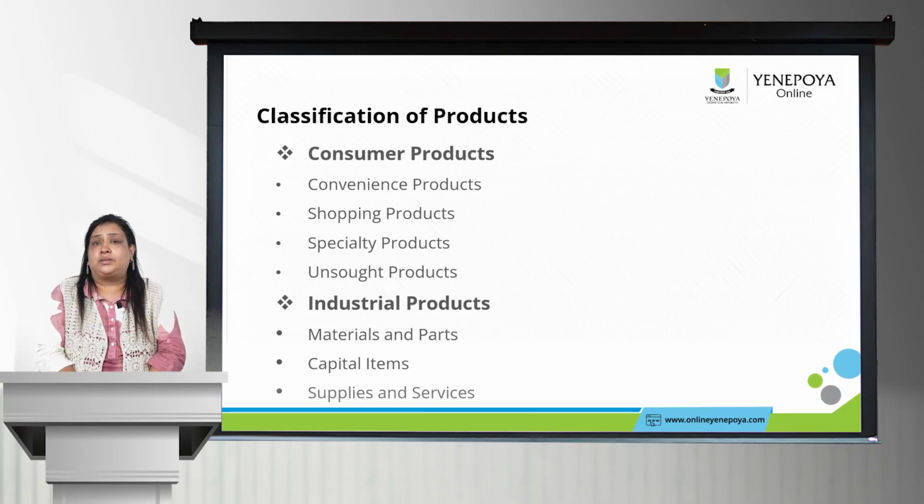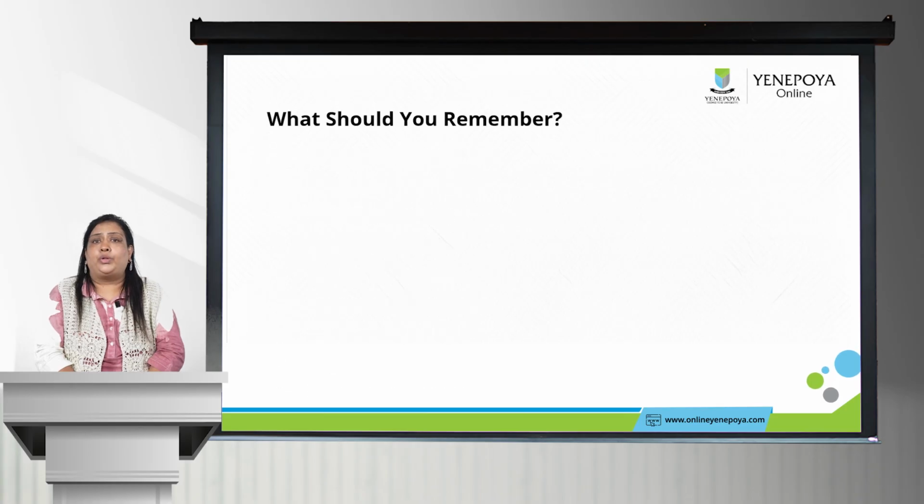The fun fact is that a computer sold to a student is a consumer product, whereas the same computer sold to an office becomes an industrial product. Same product, different buyer and different strategy. What should you remember here? Let's recap the big ideas.